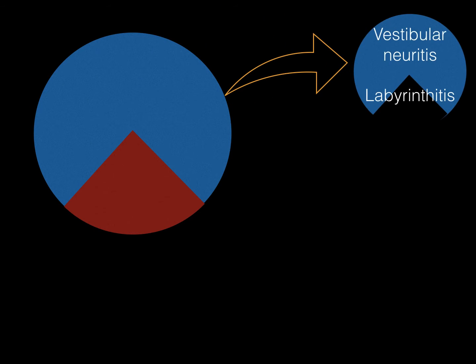So what could this be? Well, about 75% of this are benign processes. And those are a few examples of the differential, but the big things I want you to remember are vestibular neuritis and labyrinthitis, which are really one thing, an inflammation of the inner ear. Okay?